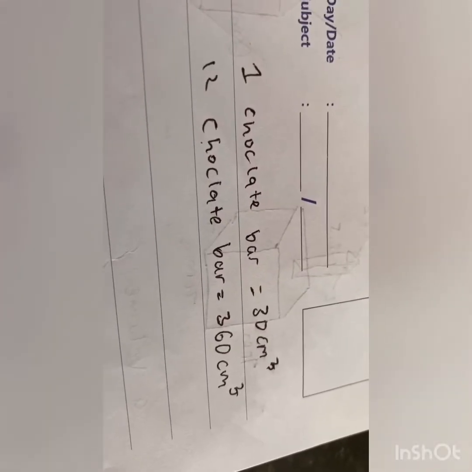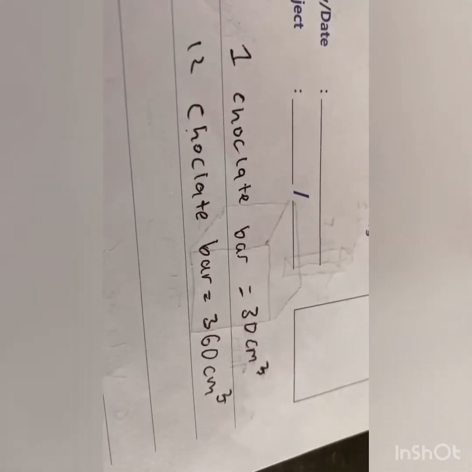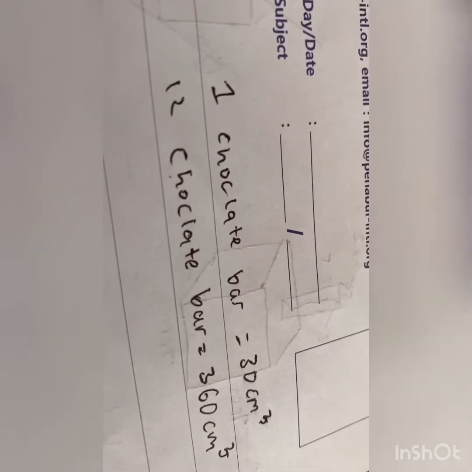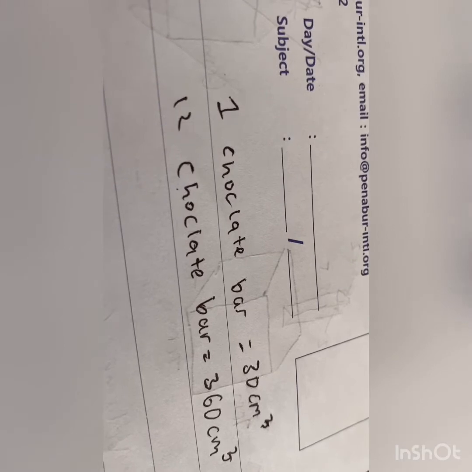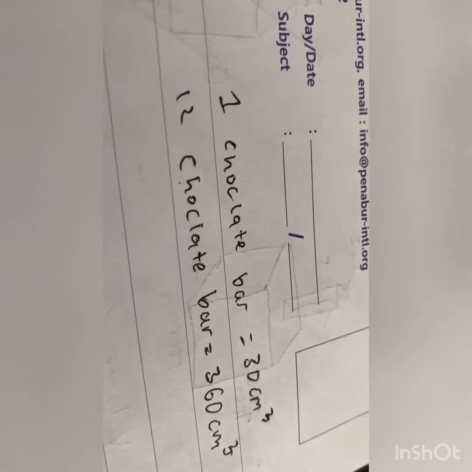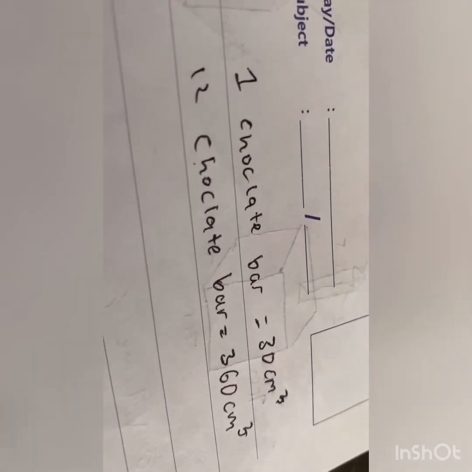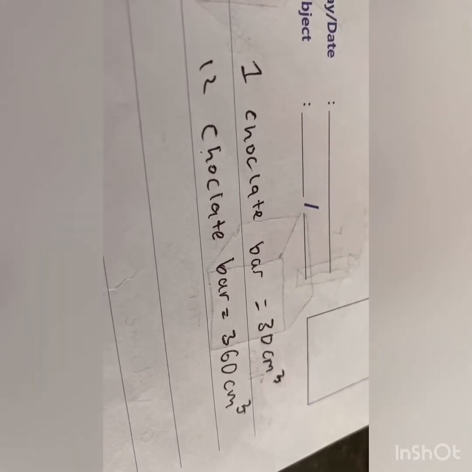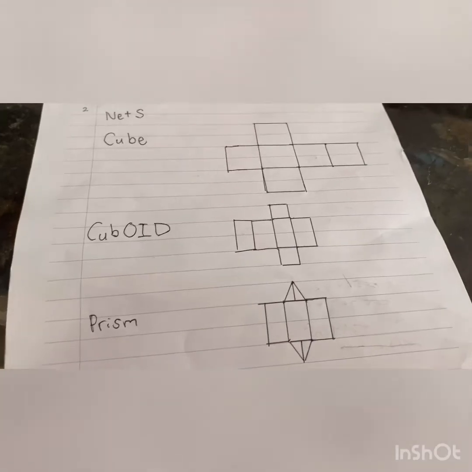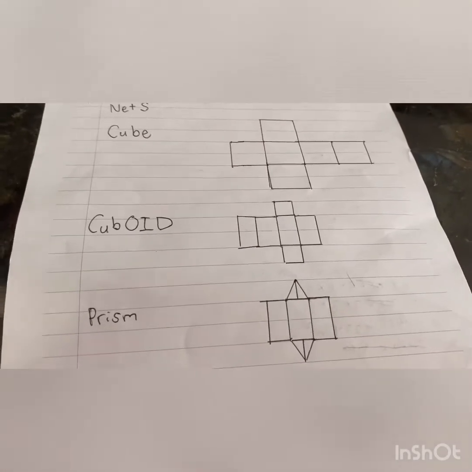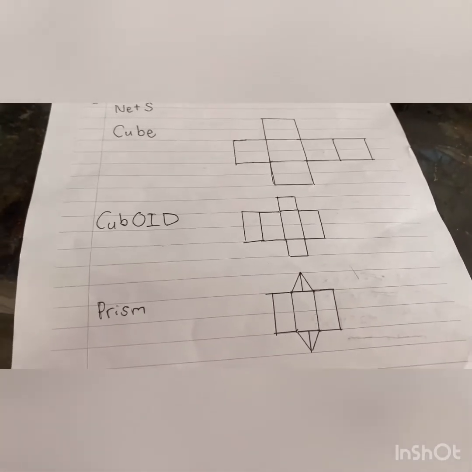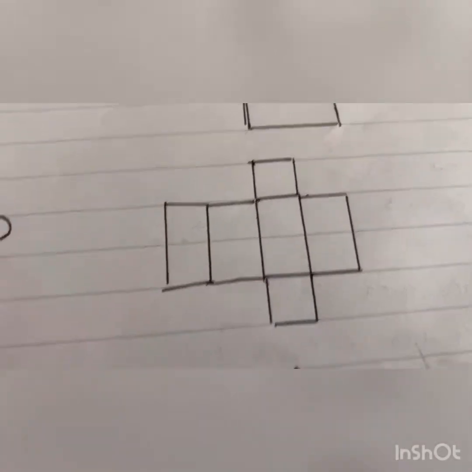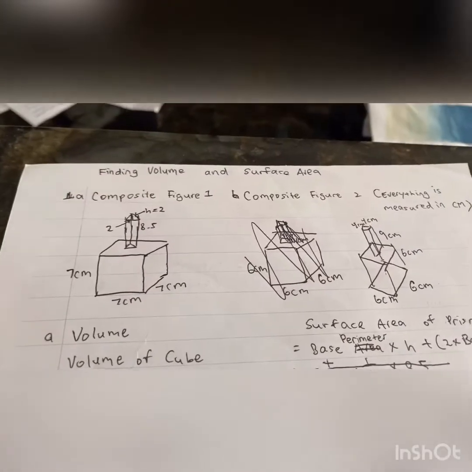Now, as you can see, we are going to the next question, case study. The question is, each chocolate bar has a volume of 30 cm cube, and one container should be filled by 12 chocolate bars. As you can see, one chocolate bar has 30 cm cube. So for 12 chocolate bars, it needs to be 360 cm cube. These are the nets needed to make the container for the chocolate bars. Cube, cuboid, and prism. Moving on to the question.